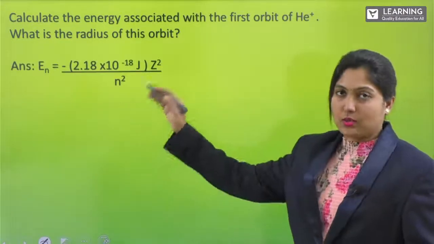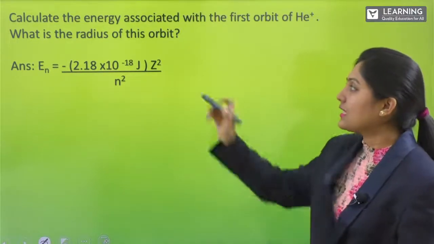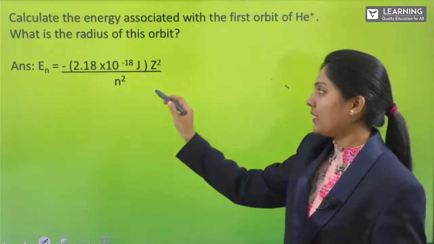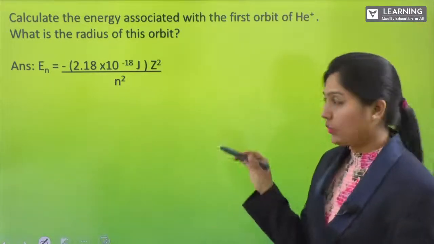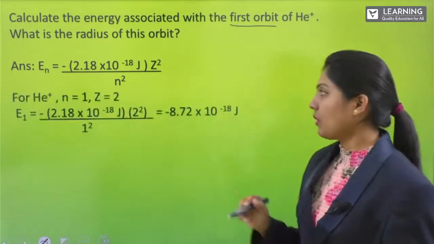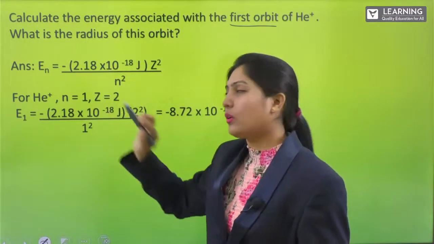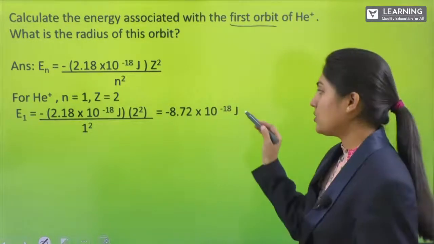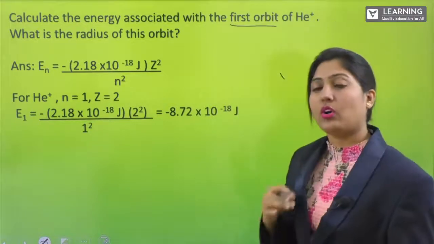So, En is equal to, as we know, minus 2.18 into 10 raised to minus 19 Z square. Why Z square? Because it is not hydrogen, it is helium. So, Z square divided by N square we get here, and N is the orbit. Which orbit are they asking? The first orbit. So, N will be 1. When you substitute N equal to 1 and Z equal to 2, because 2 is the atomic number of helium, then you will get the answer as minus 8.72 into 10 raised to minus 18 joules. This is the energy associated with the first orbit of helium.